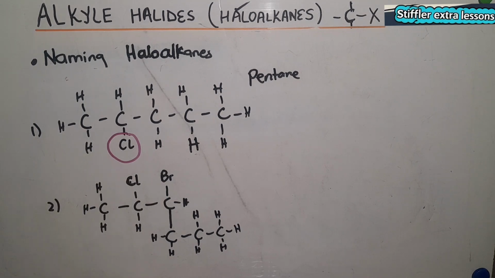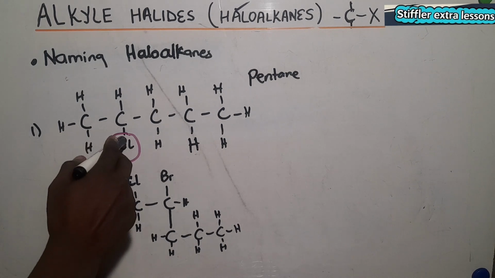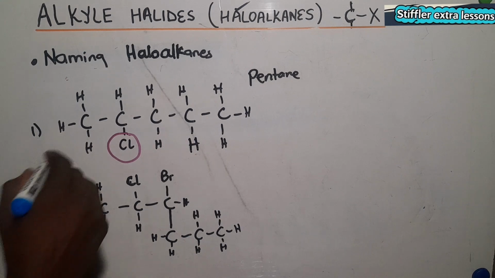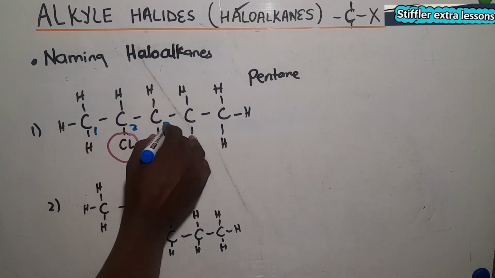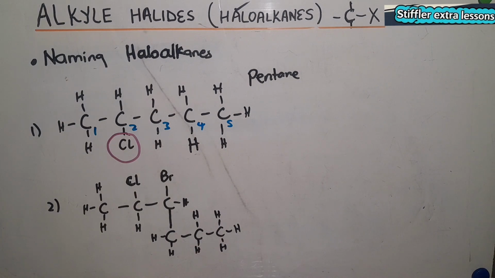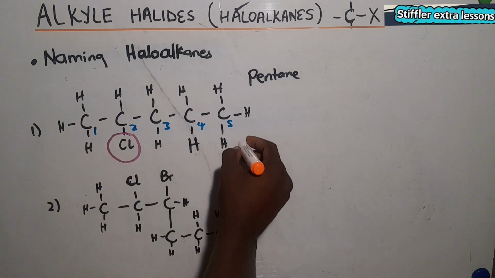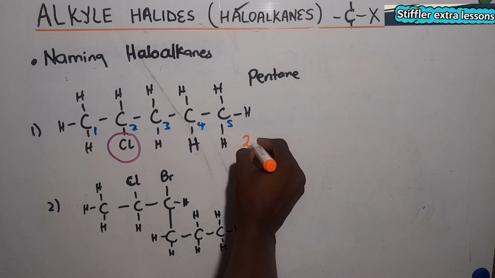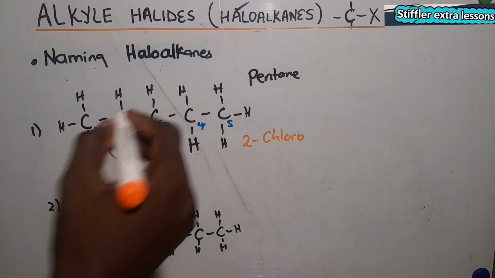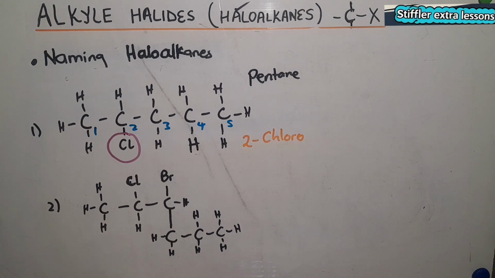So we number our carbon atoms from the side that is closest to that. It's quite obvious that it is closest to this side. So let's number our carbon atoms: 1, 2, 3, 4, 5. On carbon number 2, chlorine is coming. I've already shown you how to name these halogens. So on carbon number 2, we have a chloro.